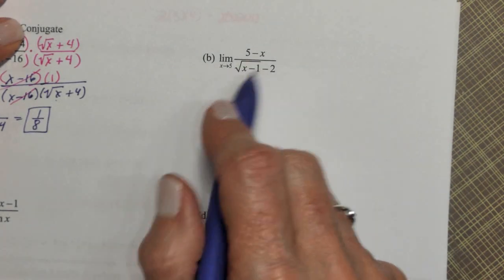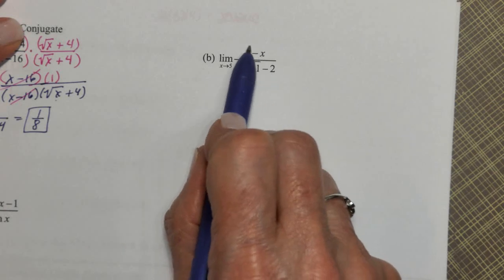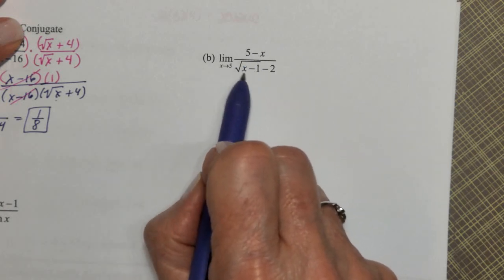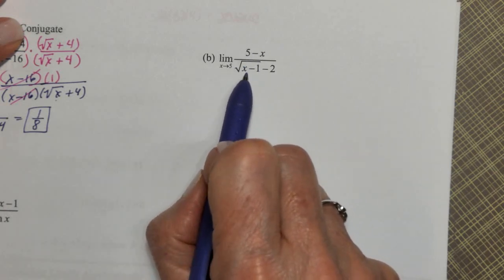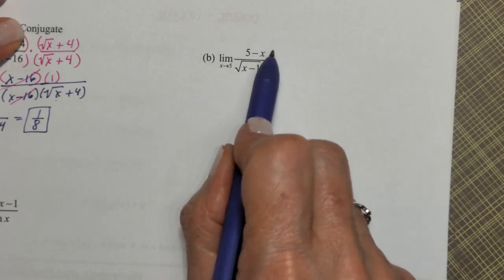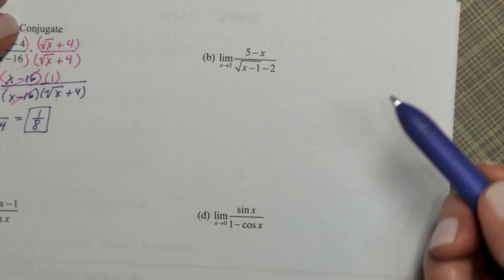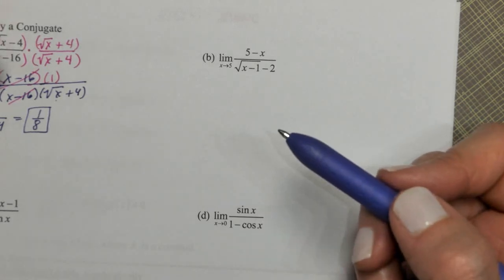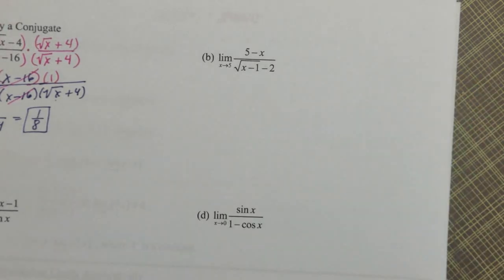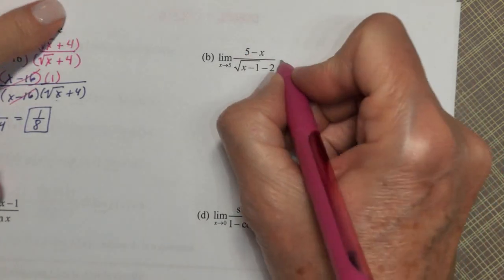The numerator, when we just substitute in 5, is 0. The denominator is the square root of 4, which is 2, minus 2, that's 0. Got 0 over 0. I know there's a hole. Gotta find it. Can't factor it. It's not a complex fraction. So what do we do? We multiply by a conjugate.